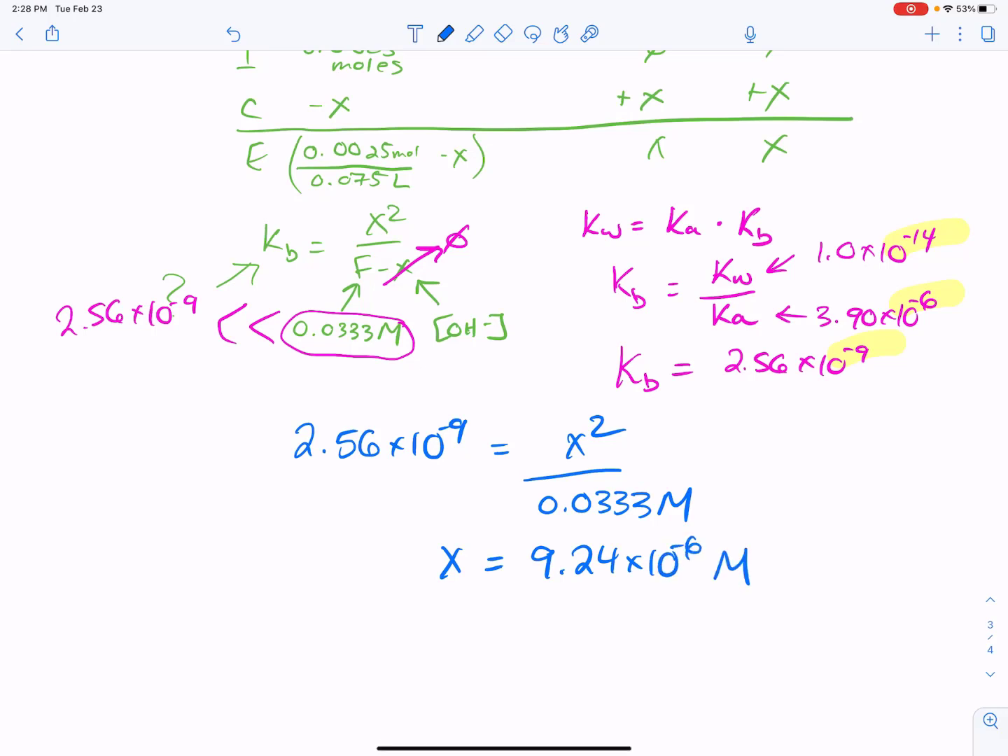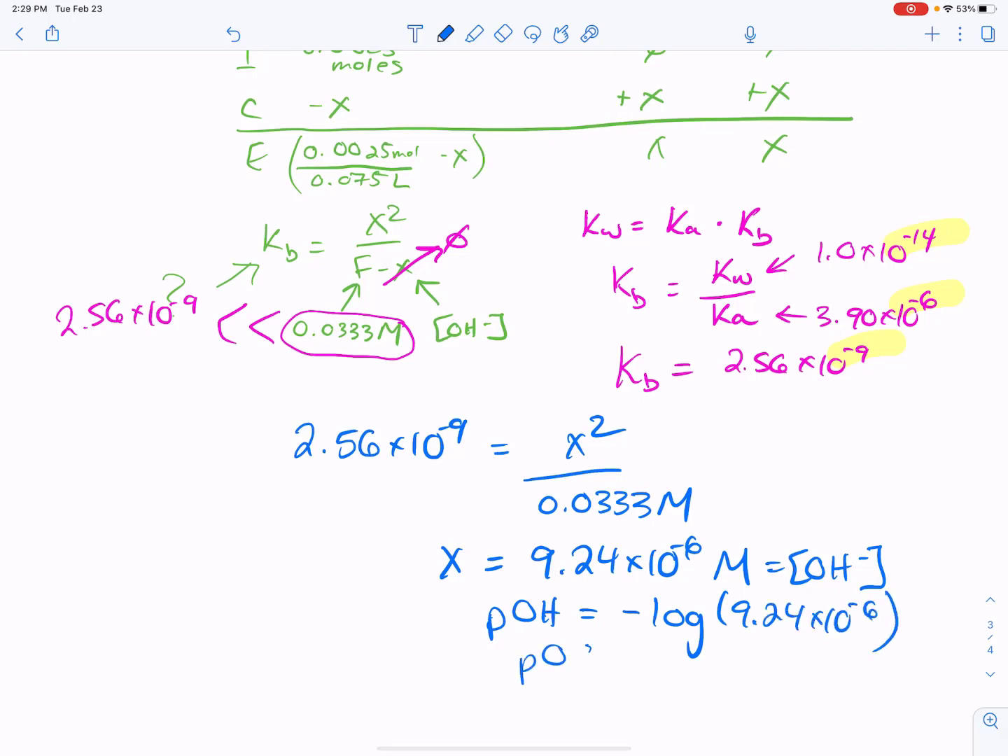And remember, that's not our hydrogen ion concentration, that's not our pH, that is equal to our hydroxide ion concentration, which means we can find the pOH by taking the negative log of 9.24 times 10 to the negative 6 to give us a pOH equal to 5.03, and a pH, which was just found by taking 14 minus 5.03, in order to give us 8.97 as our pH here.